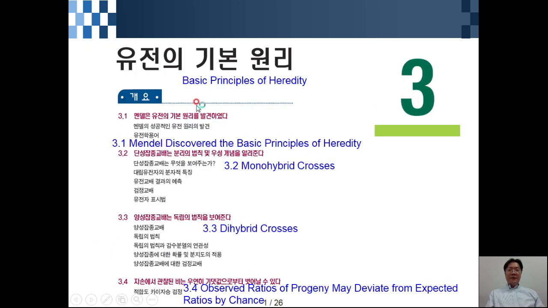In chapter 3, we covered the basic principles of heredity. It was very difficult, wasn't it? First, we covered Mendel, and second, we covered monohybrid crosses, and we also covered dihybrid crosses. Finally, we know how to calculate the chi-square goodness of fit. Okay, today we will finish our class.